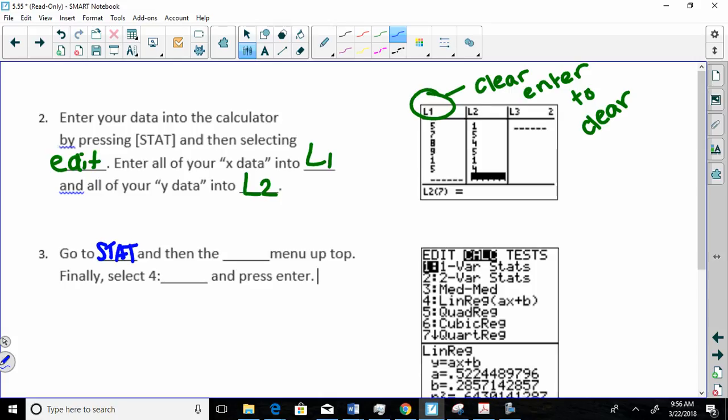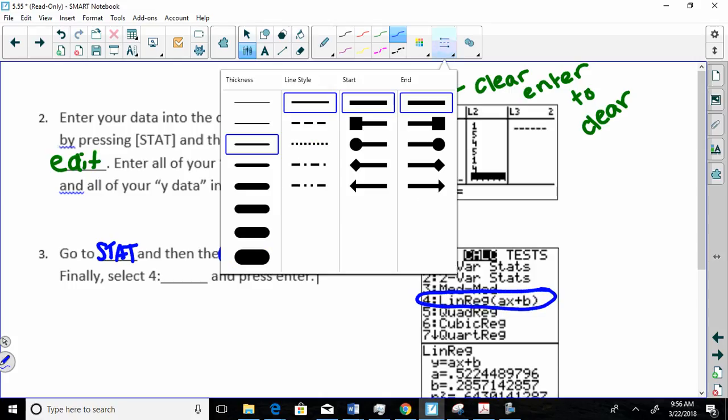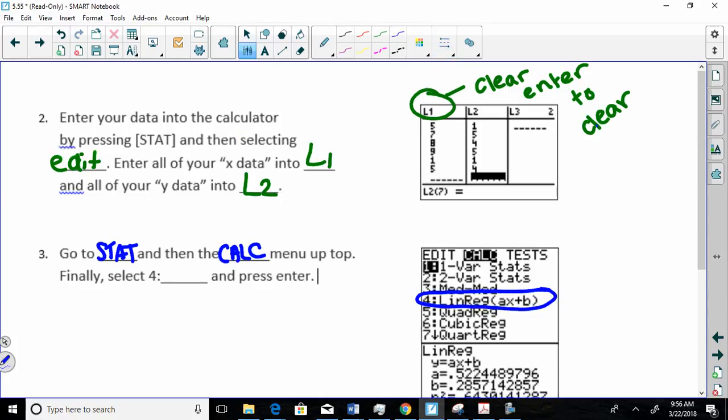Last thing you do is you go to Stat again. And this should look familiar, Calc. And when we did the min, max, all that, that was step 1, right? This thing right here. But we're not going to that anymore. We're going to 4, where it says linear regression. This is linear regression. And you're pressing Enter. And then you're just scrolling to calculate. I don't know why it's not on here. Scroll to calculate. Click Enter.